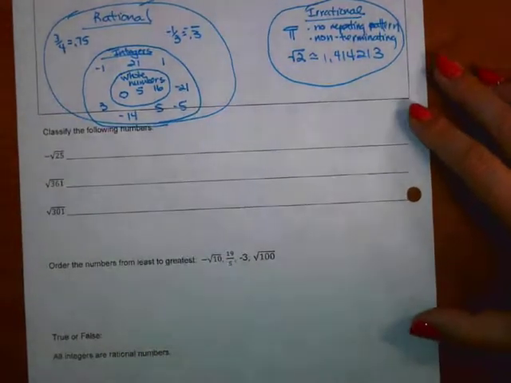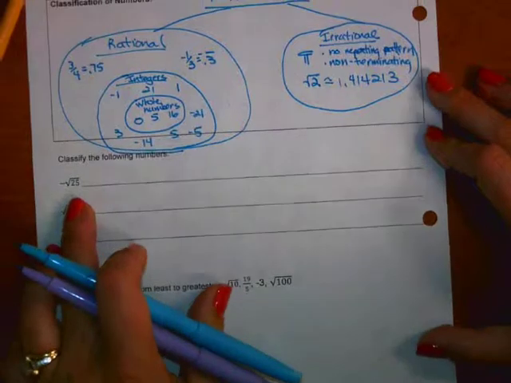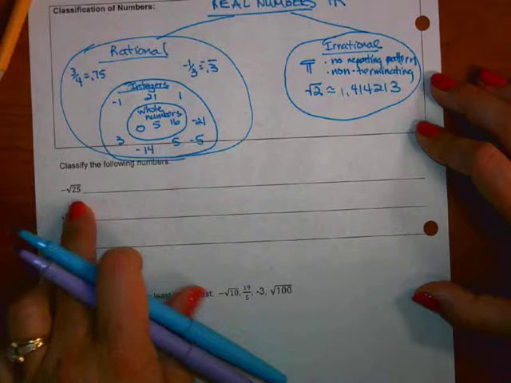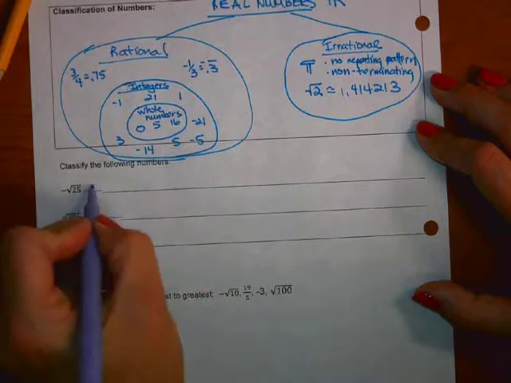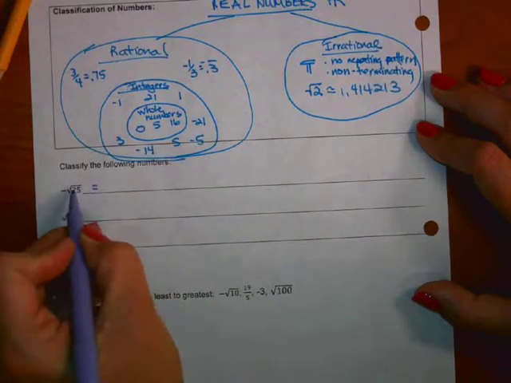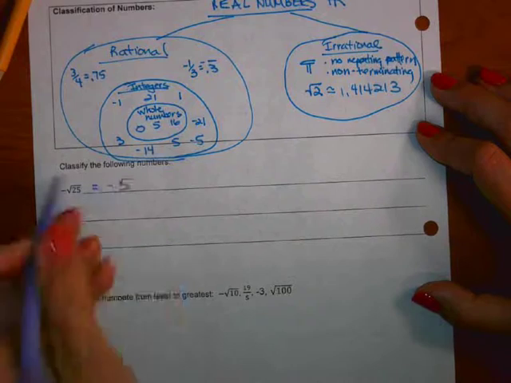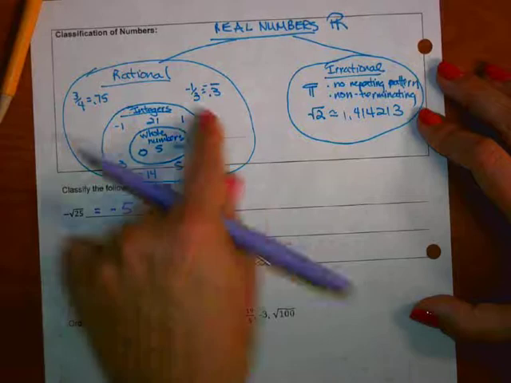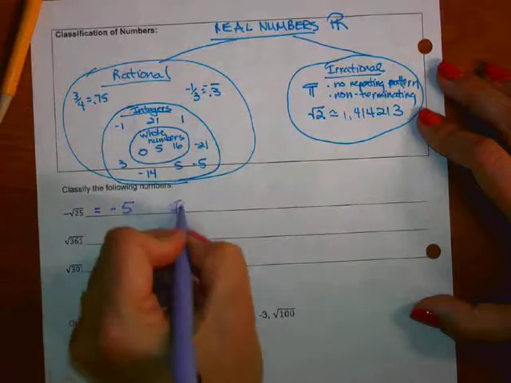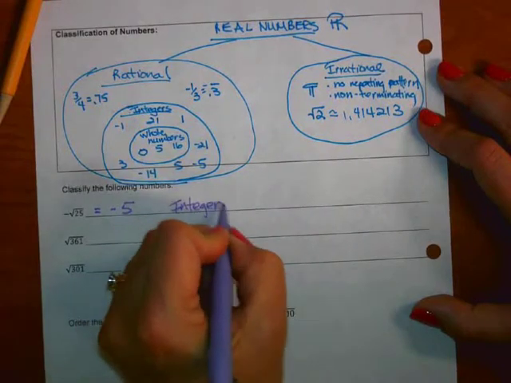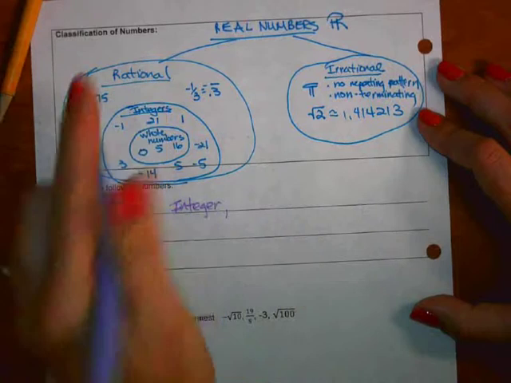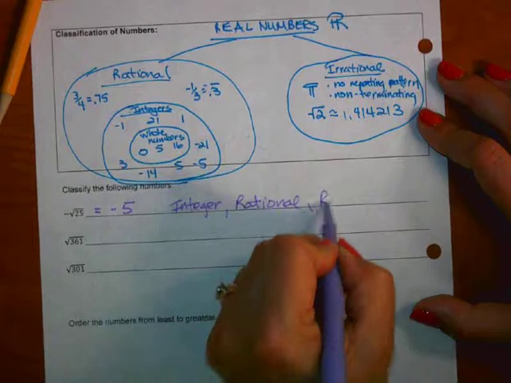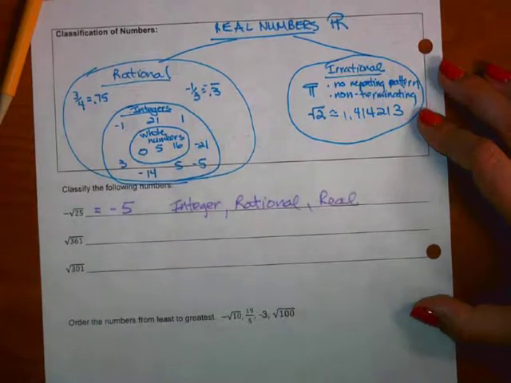All right, classify the following numbers. So I want you to decide what this number is. What is this equal to? Well, square root of 25 is 5, and this is equal to negative 5. So I'm going to look at my table up here. Where does it fall? It's an integer. It's also a what? Rational. And it's also a what? Real. It's not whole because it's negative.